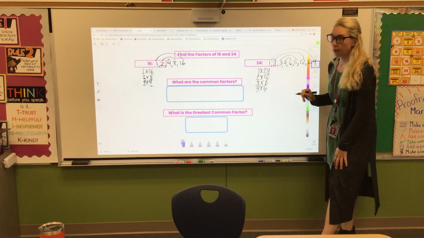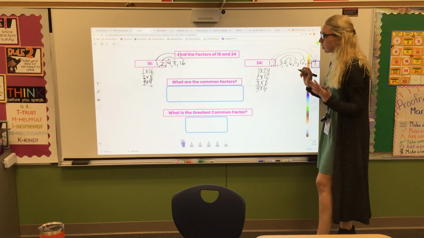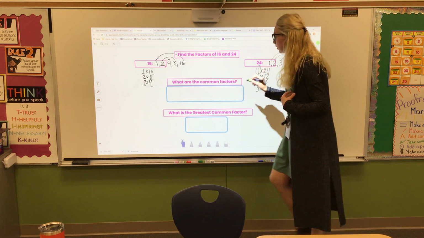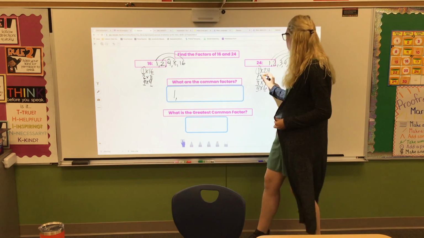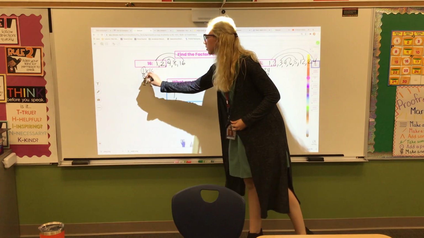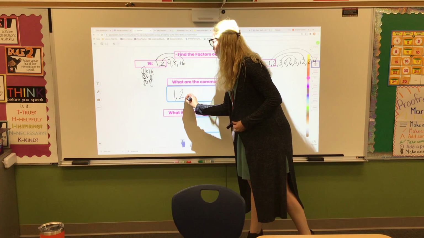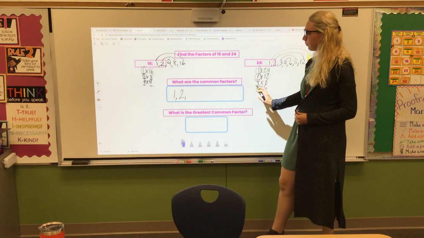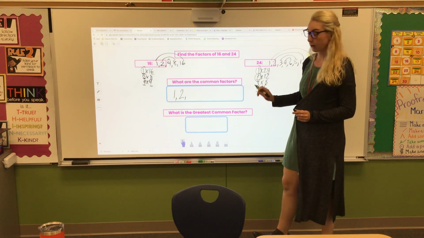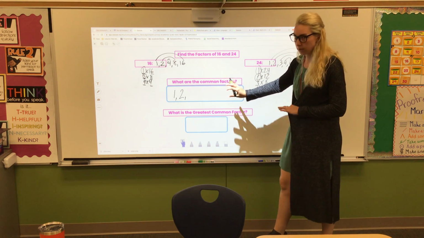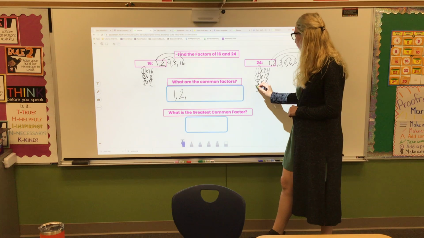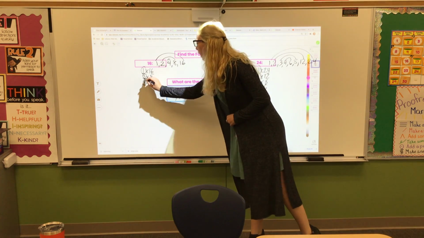All right, what are my common factors? Well, let's look. Which ones are common? We definitely have 1. That always works. That's always a common factor. What about 2? Yep, I got a 2 here and a 2 here. I have a 3 here, no 3. So 3 is not a common factor. It is still a factor, but it is not a common factor. Okay, 4. Oh, I got a 4 here, and I got a 4 right there. 4 works.